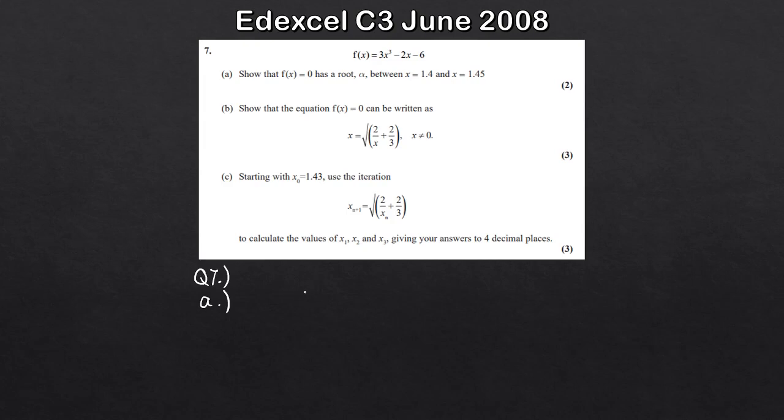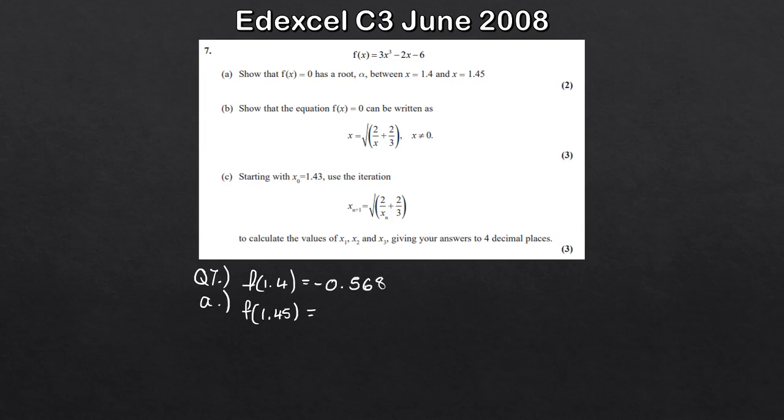So if it's between 1.4 and 1.45, we're going to consider f of 1.4 and then f of 1.45. So if we do this, we should expect 1 positive, 1 negative, and we're on to a winner. So if you do f of 1.4, that's going to be 3 lots of 1.4 cubed minus 2 times 1.4 minus 6. So if you do that correctly, what you should get is minus 0.568.